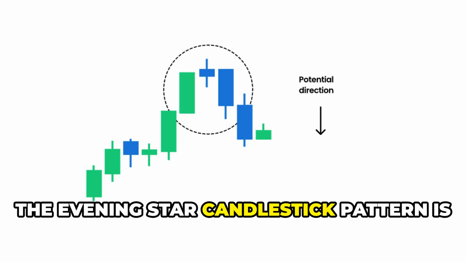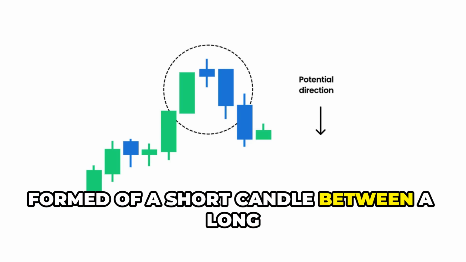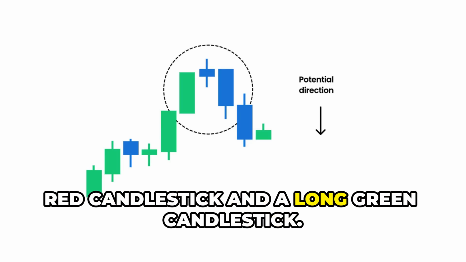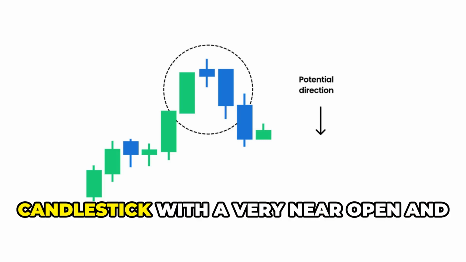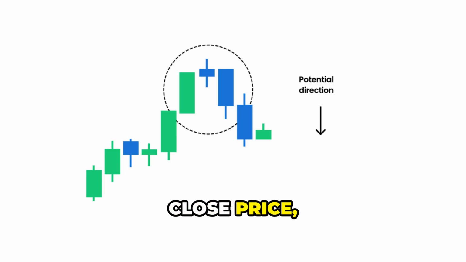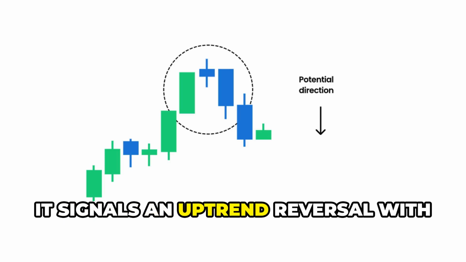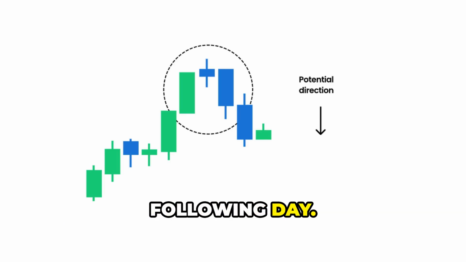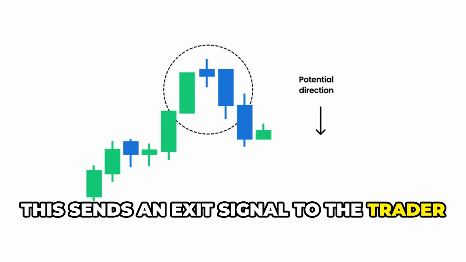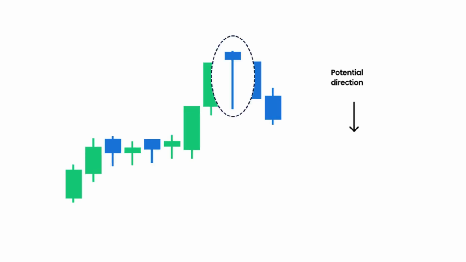The evening star candlestick pattern is again a three-candlestick pattern, which is formed of a short candle between a long red candlestick and a long green candlestick. The first candle is a bullish candle. The second or middle candle is a candlestick with a very near open and close price. And the third one is a bearish candle. It signals an uptrend reversal with decreasing prices that follow with each following day. This sends an exit signal to the trader due to the falling stock prices and potential market downturn.